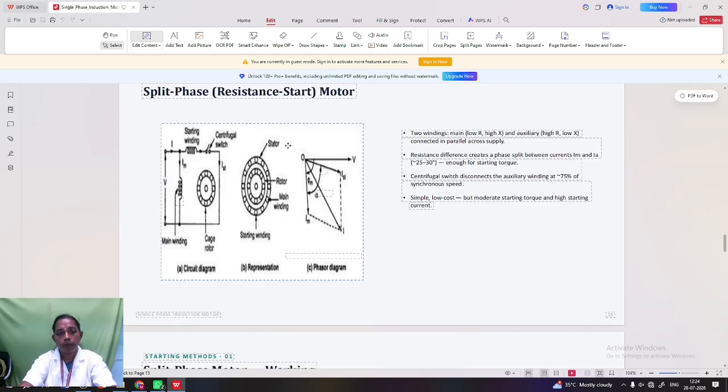Okay, this is the basic arrangement of the resistance start induction motor. It is a very simple arrangement. Here we have used only a starting winding in addition with the centrifugal switch. When the motor reaches 75% of the speed, the centrifugal switch opens, thereby cutting off the auxiliary winding from the circuit.